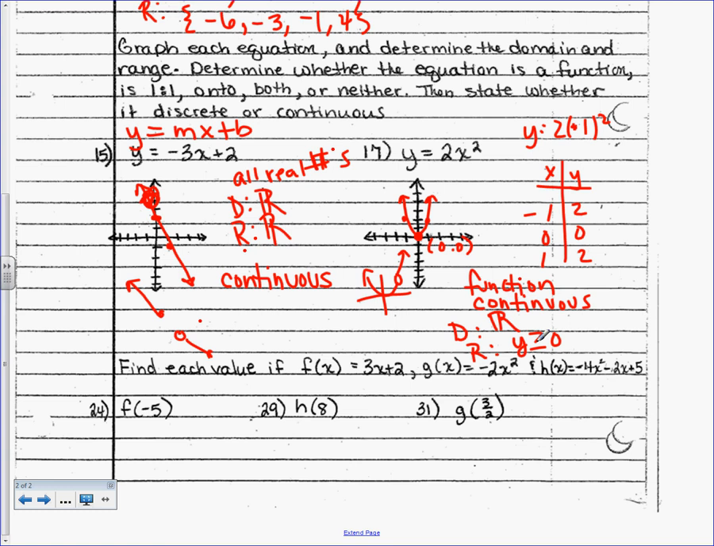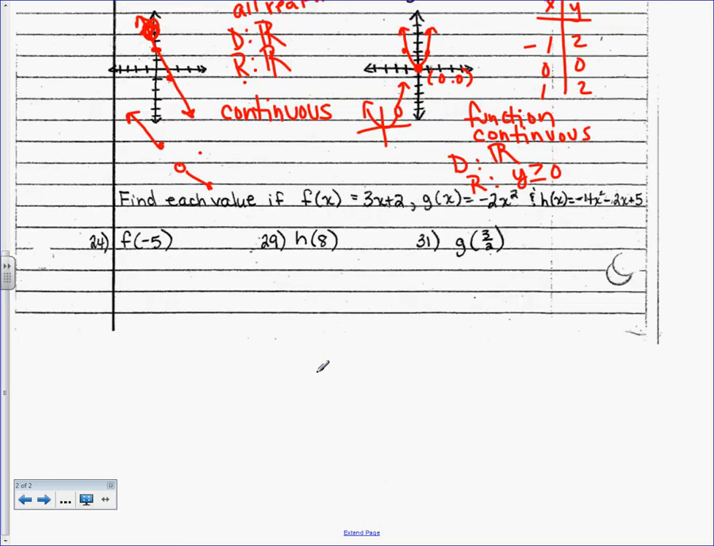Let's go ahead and do this bottom part, and we'll go back to the one-to-one, onto, and everything at the end. So this is totally different. This says find each value if f of x equals 3x plus 2, g of x equals -2x squared, and h of x equals -4x squared minus 2x plus 5.